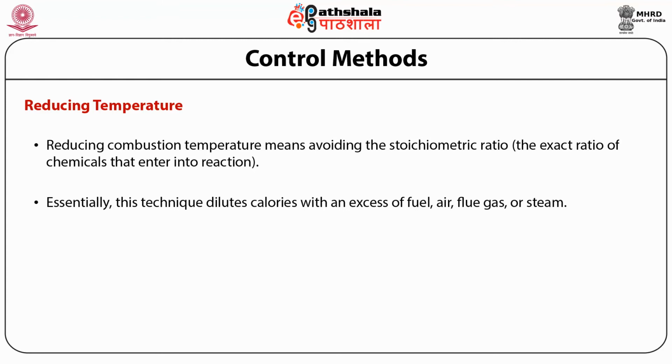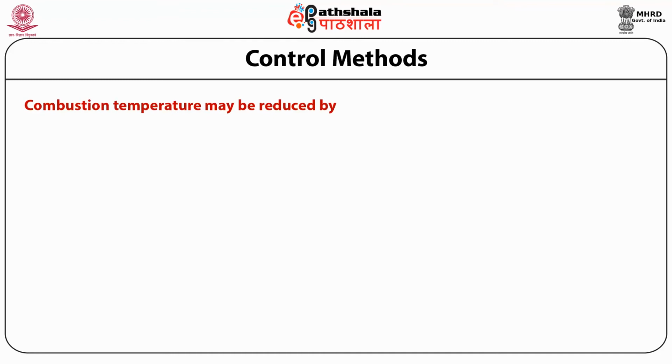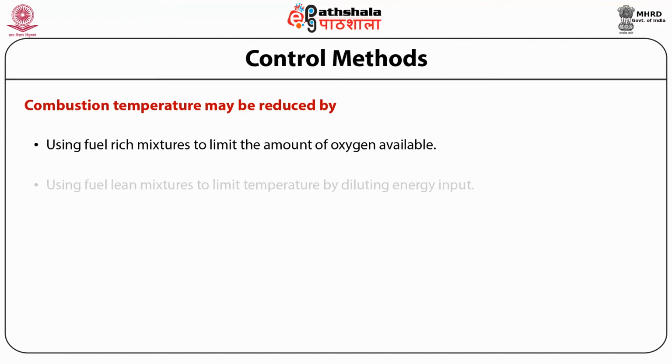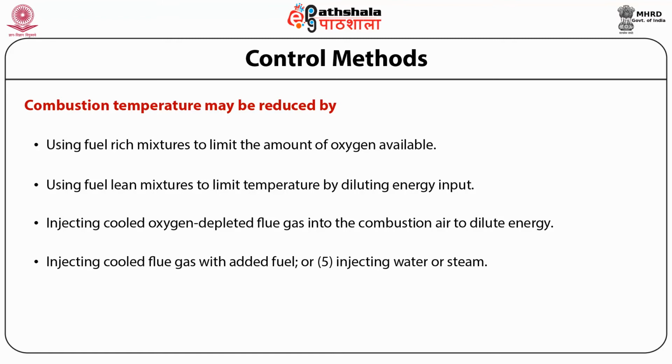When we change the stoichiometric ratio, then the emission of oxides of nitrogen can be controlled by means of some reaction. The combustion controls use different forms of this technique and are different for fuels with high and low nitrogen contents. The combustion temperature may be reduced by using a fuel-rich mixture to limit the amount of oxygen available, then using fuel-lean mixtures to limit temperature by diluting energy input, then injecting cooled oxygen-depleted flue gas into the combustion air to dilute energy, and then injecting cooled flue gas with added fuel or injecting water or steam.